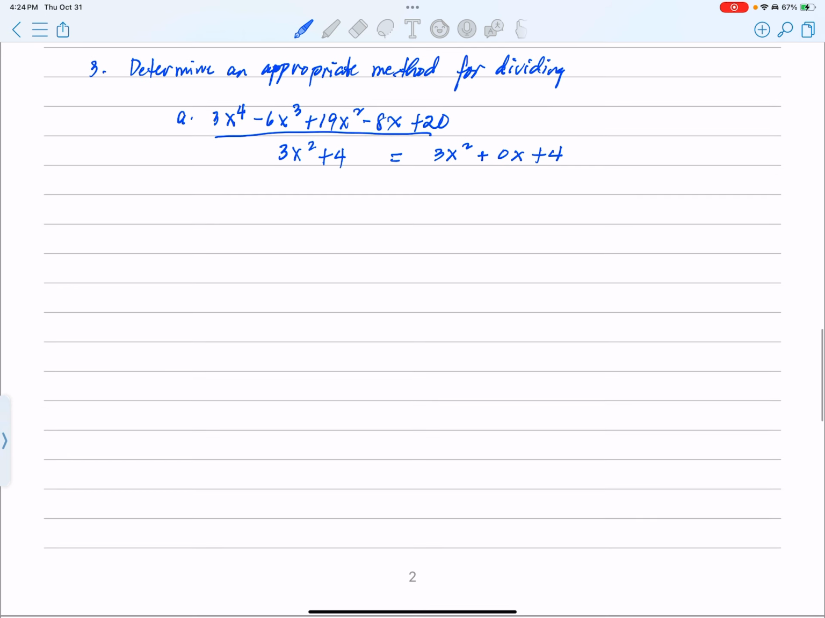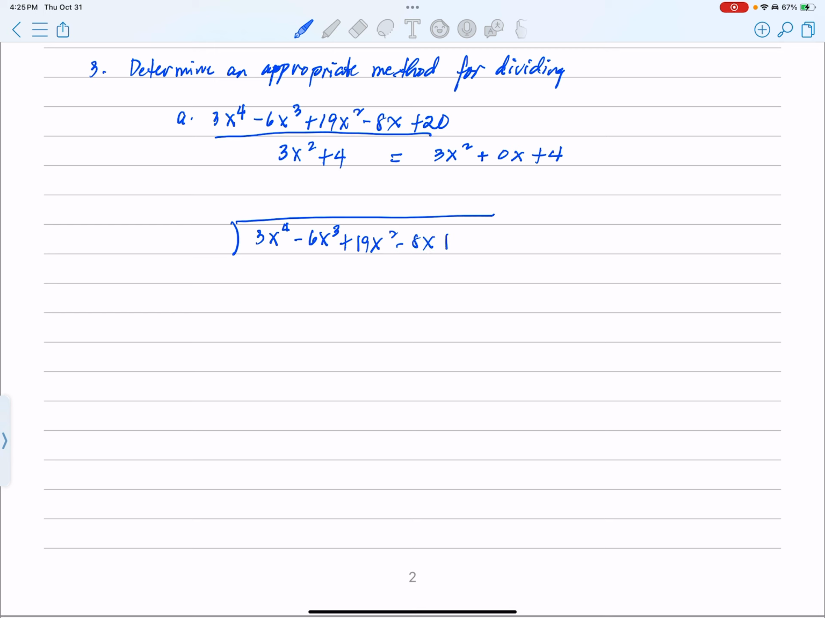So we are now ready. I have more space here. Long division: 3x to the fourth minus 6x cubed plus 19x squared minus 8x plus 20 divided by 3x squared plus 0x plus 4. Okay, let's get ready. First term to first term. 3x to the fourth divided by 3x squared.